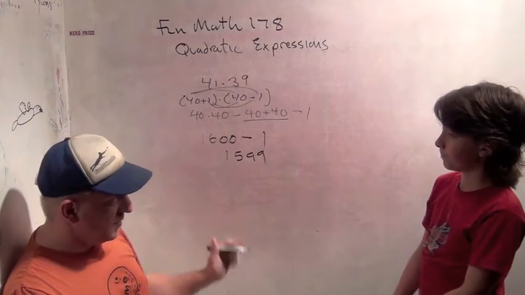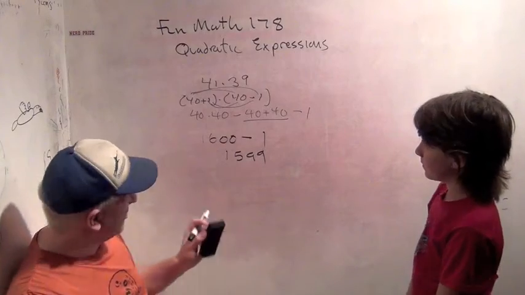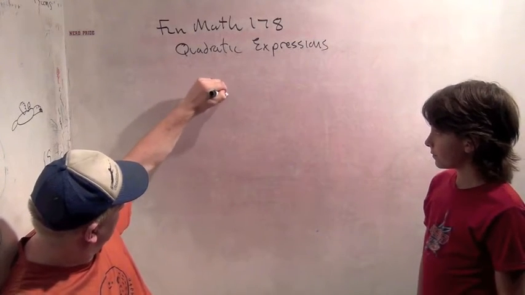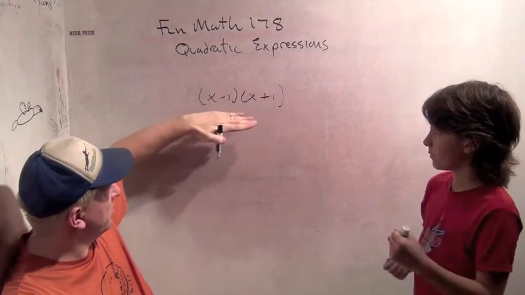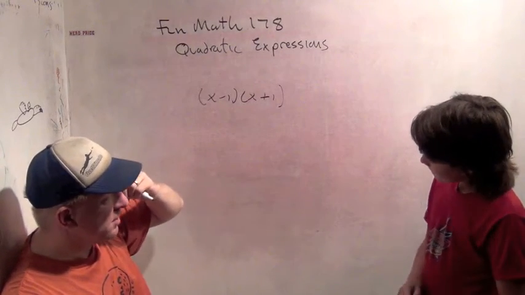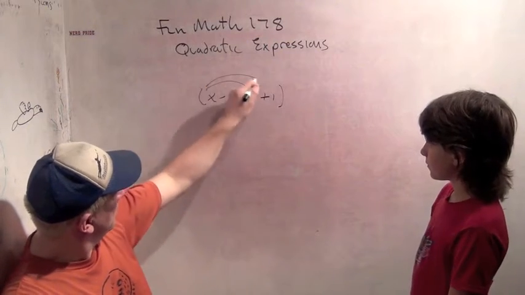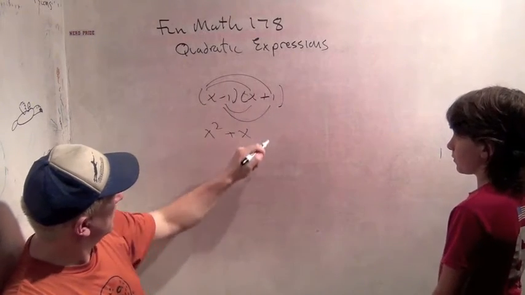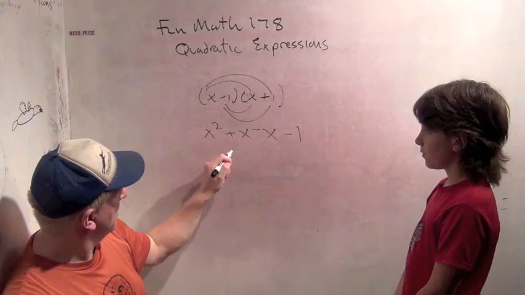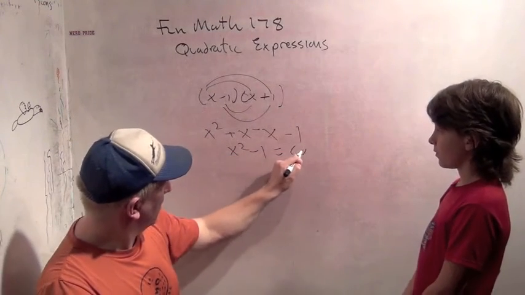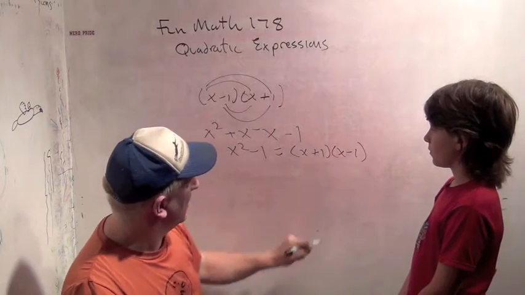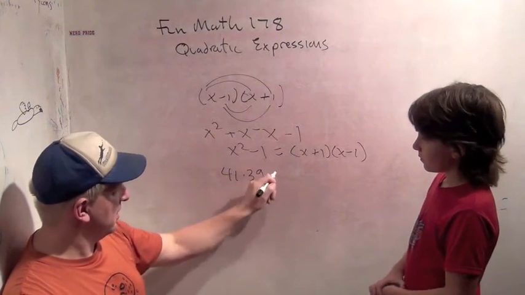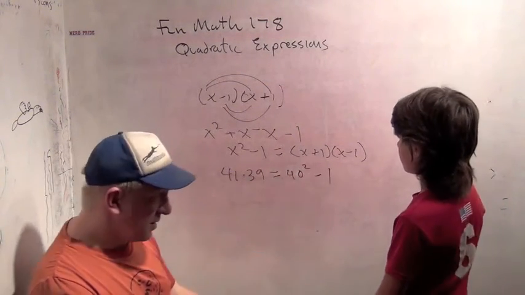But with you, let's do something even a little more special, a little more abstract, a little more algebra-y. Let's do x minus 1 times x plus 1. What was x in our last equation? 40. Okay, so let's just see. So I get x squared minus 1 equals x plus 1 times x minus 1. So when I say, what's 41 times 39, that's x plus 1 times x minus 1. So this should be 40 squared minus 1.